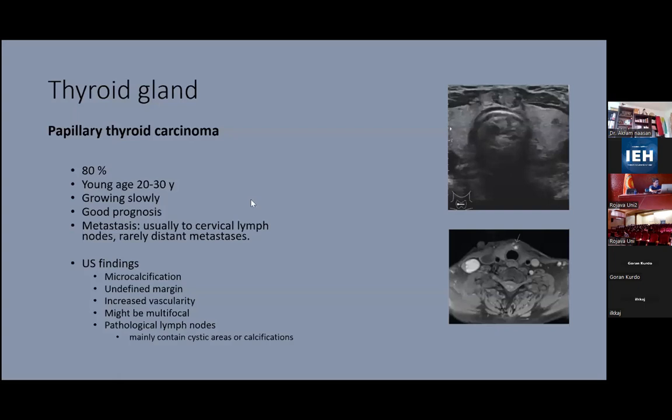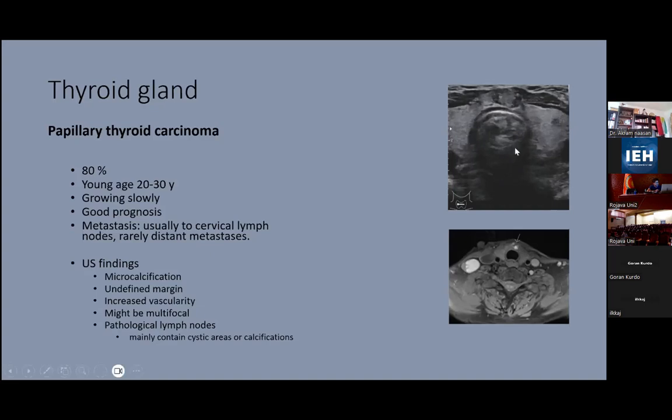Then we speak about the malignant tumors of the thyroid gland, the papillary thyroid carcinoma, which is the most common, usually in young age, grows slowly, and has a good prognosis. They metastasize to the cervical lymph nodes and rarely to distant regions. In the ultrasound, you see an ill-defined lesion as here, with microcalcifications and increased vascularity, usually solitary, but might be multifocal. And you also see pathological lymph nodes.